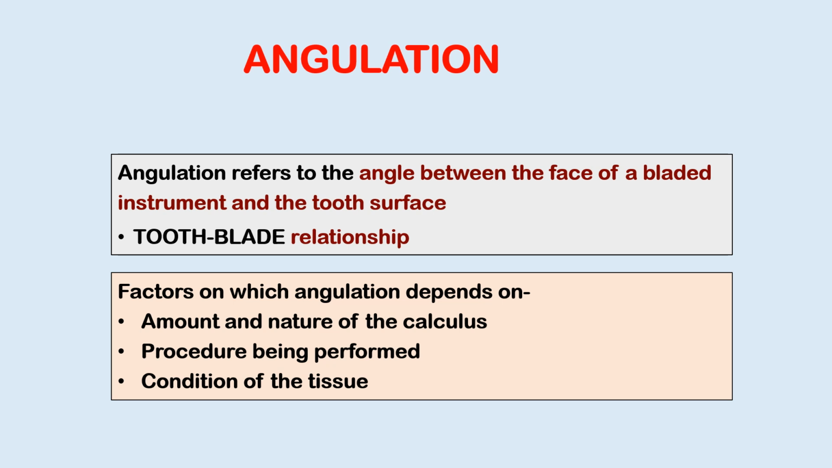Now let's talk about angulation, which refers to the angle formed between the face of a bladed instrument and the tooth surface. So it is a tooth-blade relationship. The factors on which angulation depends are the amount and nature of calculus, the procedure being performed, and the condition of the soft tissue.